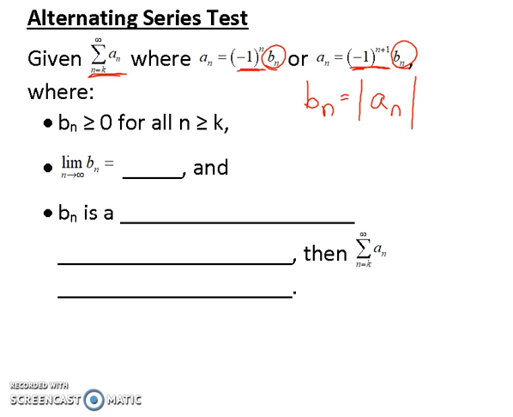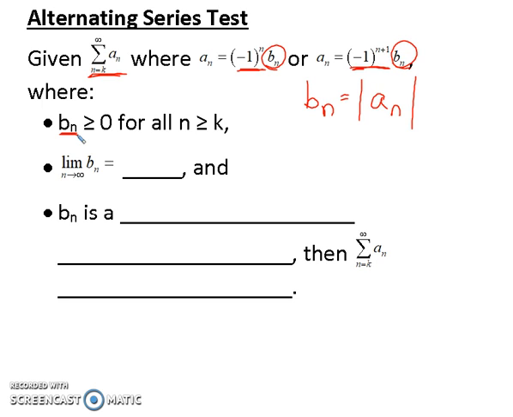So the first requirement is that all the terms in the b sub n expression have to be greater than or equal to 0. So if you write out term to term to term to term for the b sub n, they all have to be positive numbers bigger than 0, which they should be if you've extracted that -1 to the n portion.